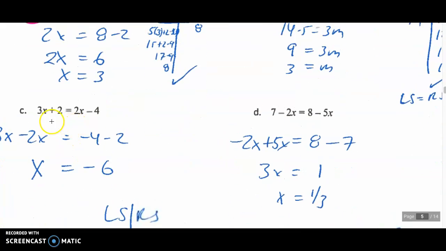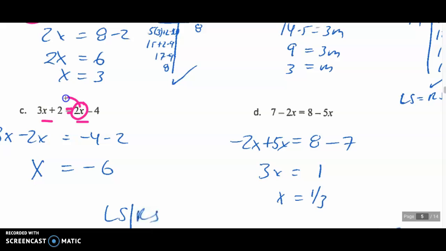Where it gets a little confusing is where you have variables on both sides of the equation. Okay, so you have x on both sides of the equal sign also. And what you're going to do here is you're going to collect like terms, but you have to just be a little bit careful. This is a little different.